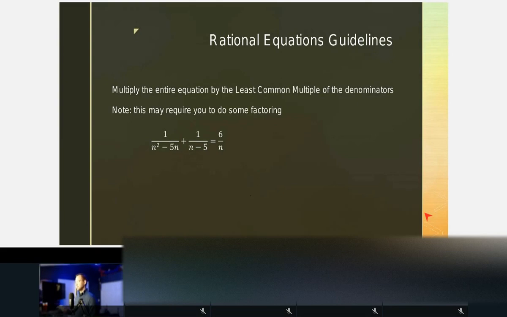Excellent. So let me ask you this. Is this portion, the n, already factored? It is, yeah. It's a trivial question. Of course it's factored. It's only one term. Is n minus 5 factored already? Yep. Is n squared minus 5n factored? No, it is not. So we need to factor it, right?